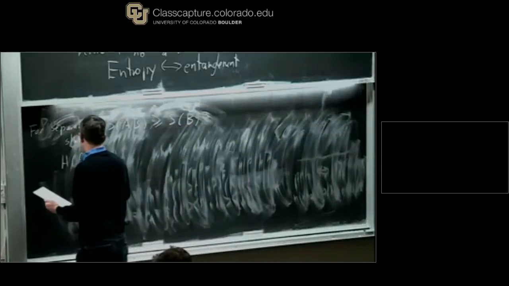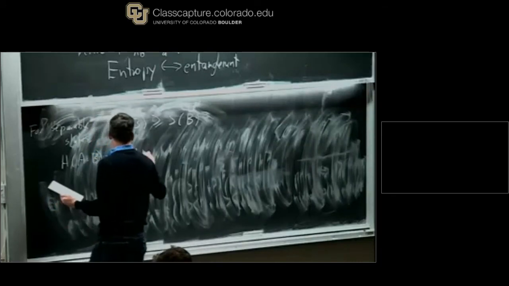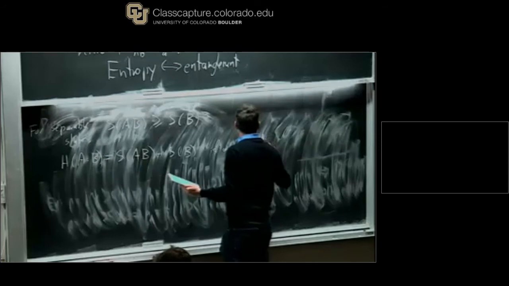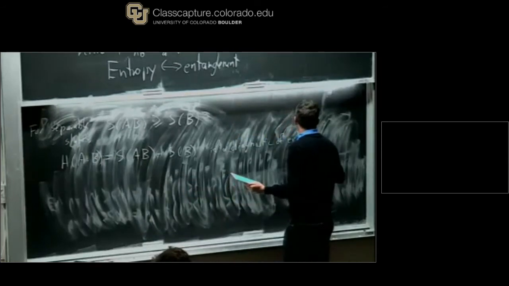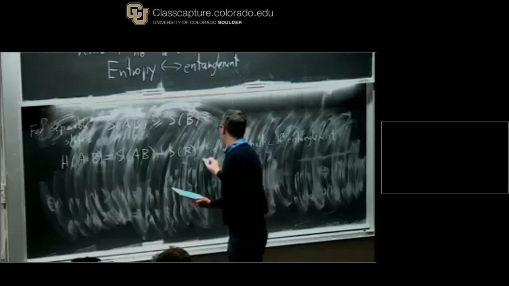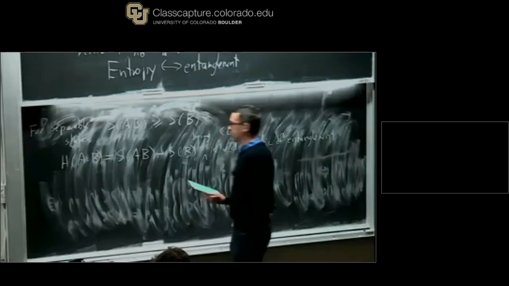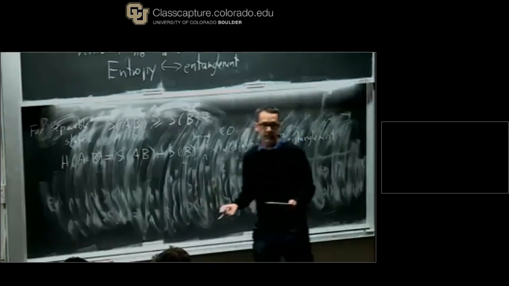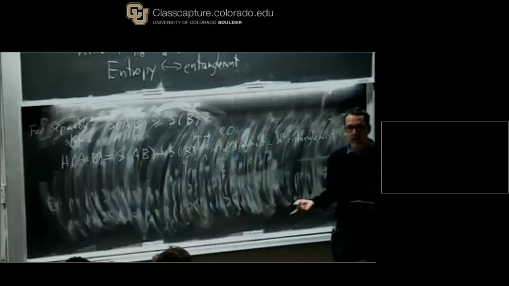So the conditional entropy defined as before is a diagnostic of entanglement, by which I mean that if you calculate it and you get a negative number, then there's entanglement. Being negative is a diagnostic of entanglement. But the other way around does not hold. It's not true that every entangled state has a negative conditional entropy. And in general, it's very hard to know whether a given state is entangled or separable. In fact, it's proven that it's NP hard. So there's no efficient algorithm for distinguishing between entangled and separable states.